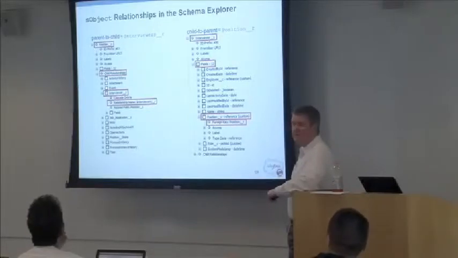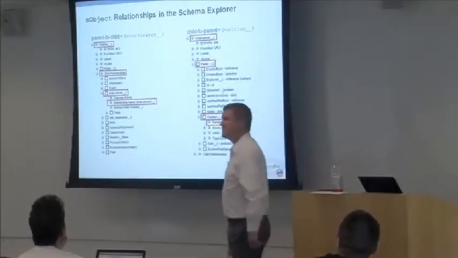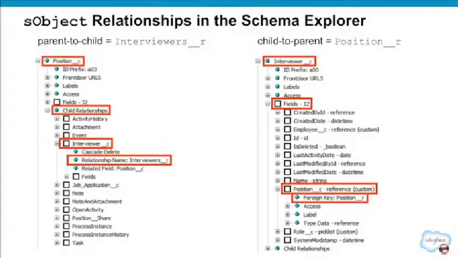You can actually find out these field names. So if you have trouble remembering these and you're saying to yourself, what field do I need to use to refer from a position down to the related list of interviewers? You can always go into the schema browser and take a look at those names.